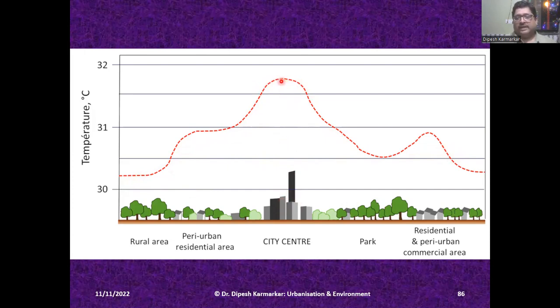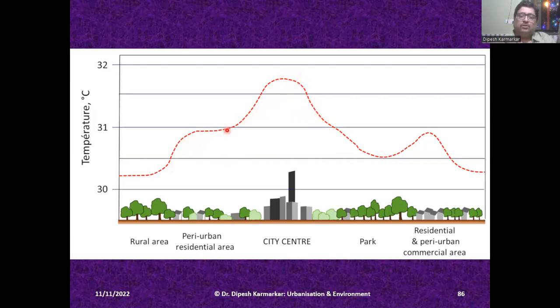So it shows that at the city center, the temperatures are extremely high, right? And as you move away from the city towards the rural areas, we find that the temperature drops down. Or if you see it the opposite way, if you are traveling from a rural area to the city, then we see that the temperature increases. And when you leave the urban area and go away from the city, temperature decreases.